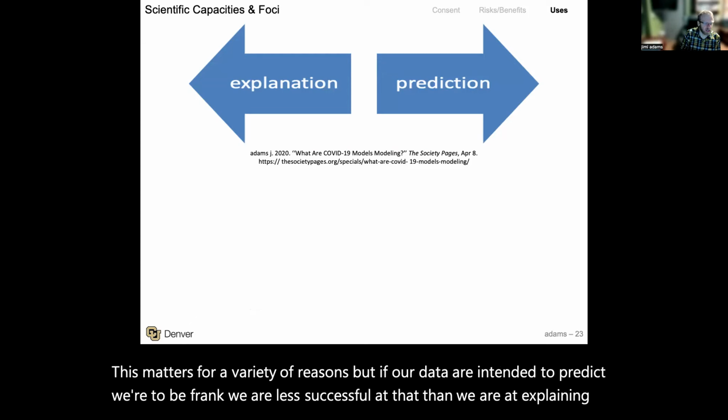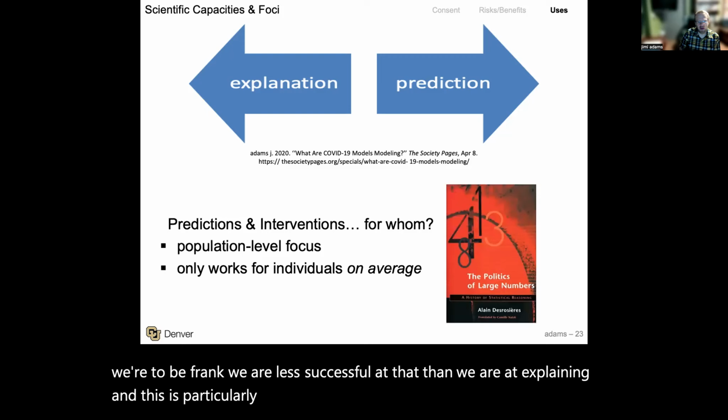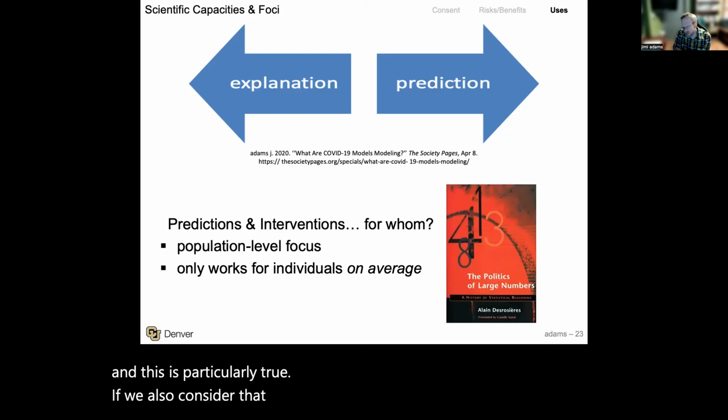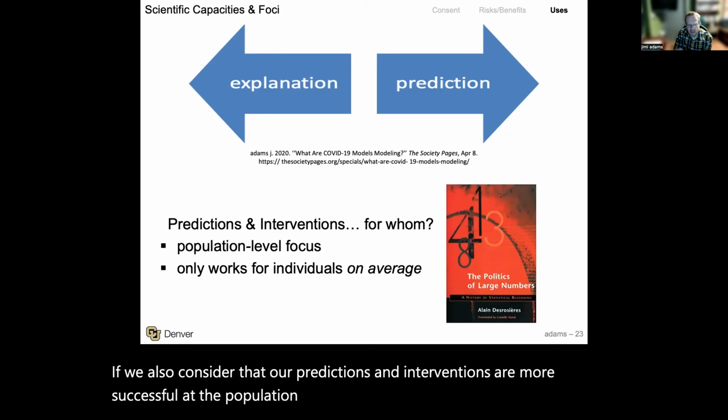And this is particularly true if we also consider that our predictions and interventions are more successful at the population level than they are at predicting at the individual level.